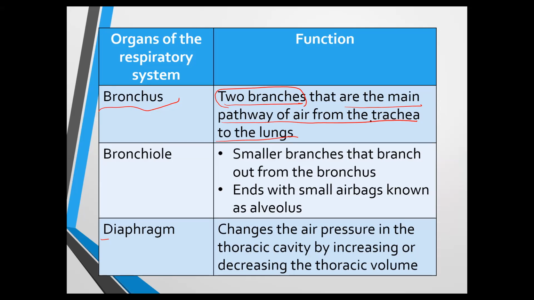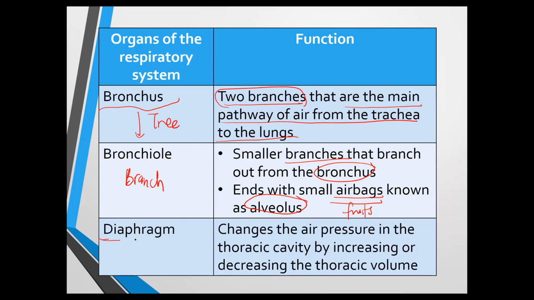Now from the bronchus, teacher told you it will go to the bronchioles. I told you this was your tree. Now I go to a branch. You are writing as teacher is talking. These are smaller branches that branch out from the bronchus, and they have air bags. I called these air bags fruits just now, right? These air bags are known as alveoli.